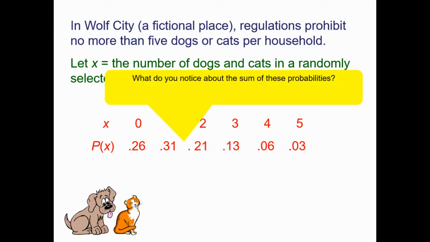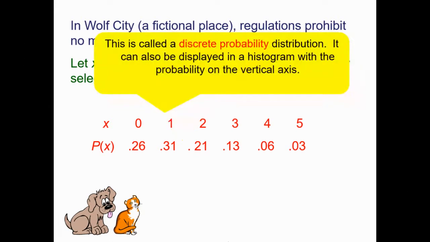What do you notice about the sum of all these probabilities? It equals 1. That's right. So this is called a discrete probability distribution. We can also display it in a histogram with the probability on the vertical axis.